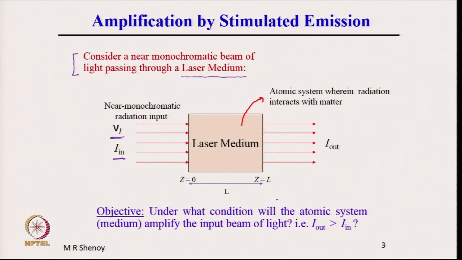If L is the length of the medium and I out represents the output intensity, that is the intensity of the output beam, then our objective in today's lecture is to find out under what condition the atomic system will amplify the input beam of light, that is, I out is greater than I in. So, we will see by stimulated emission under what condition we can get amplification.